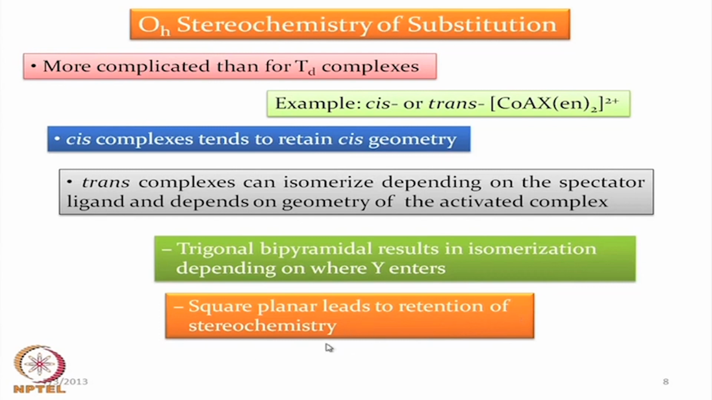So, in our next class we will consider particularly the octahedral geometry, how the cis and trans geometry will give rise to different products depending upon the different reactivity with the hydroxide ions.